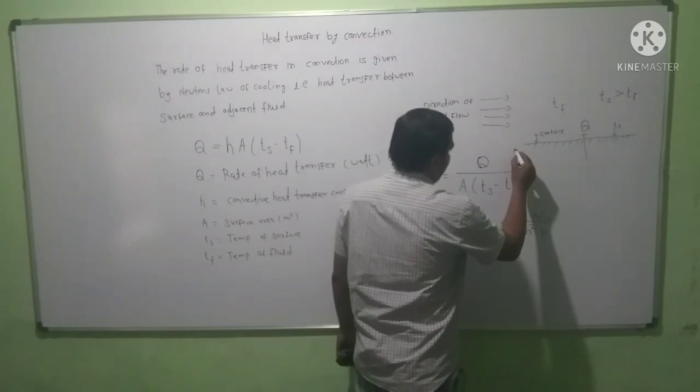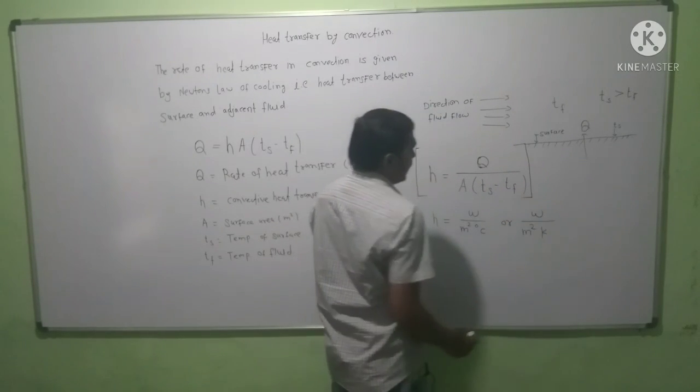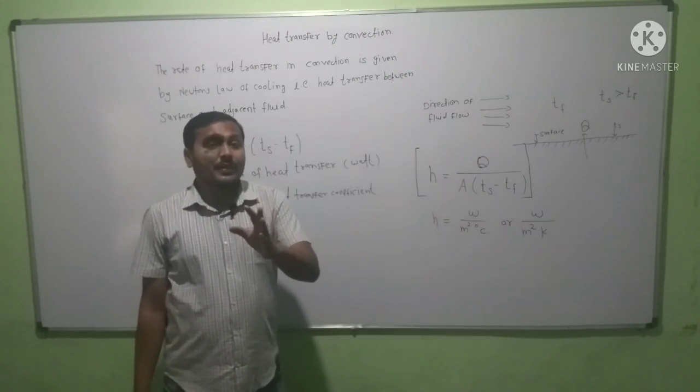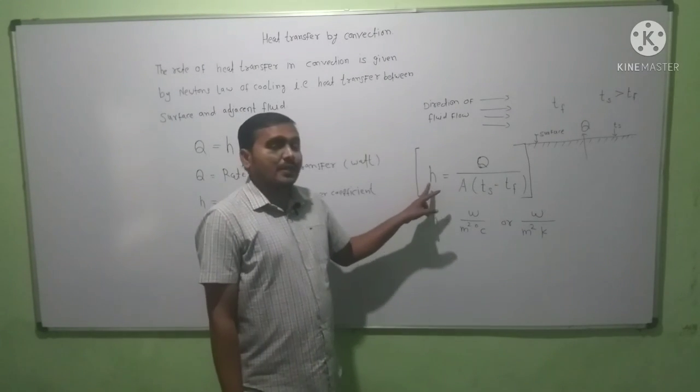Convective heat transfer coefficient H. In conduction we give the conduction heat transfer coefficient, that is thermal conductivity, by K. We are using here H.